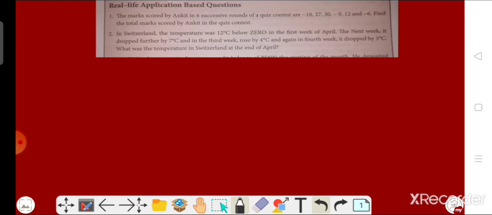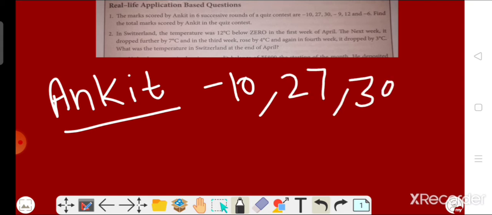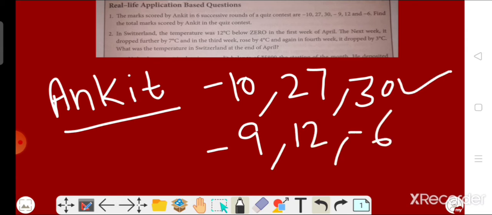The marks obtained by Ankit in 6 successive rounds of a quiz are minus 10, 27, 30, minus 9, 12 and minus 6. Okay. Find the total marks scored by Ankit in the quiz contest. What is given, beta? We are given that a boy named Ankit obtained marks minus 10, 27, 30, minus 9, 12 and minus 6 in the 6 successive rounds of a quiz. Okay. These are the marks obtained by Ankit.